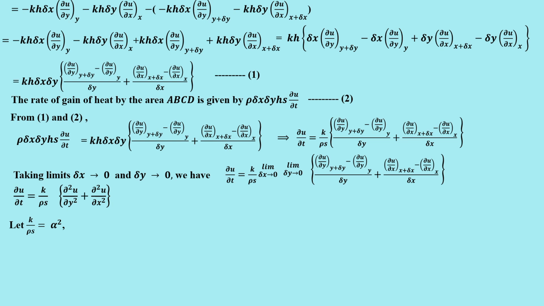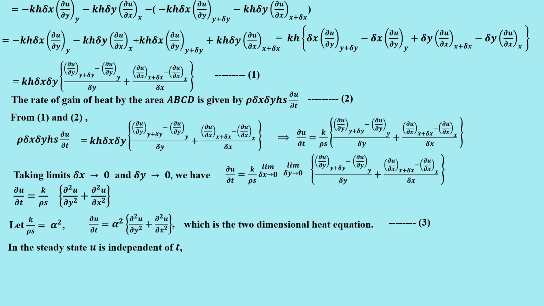But instead of f, you are having ∂u/∂y. So differentiation of ∂u/∂y gives ∂²u/∂y² for the first term. Similarly, for the second term, differentiation of ∂u/∂x gives ∂²u/∂x². Let k by rho s be equal to alpha square, so ∂u/∂t is equal to alpha square into ∂²u/∂y² plus ∂²u/∂x², which is the two-dimensional heat equation, right? That is equation number 3.